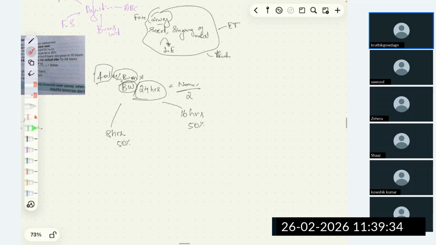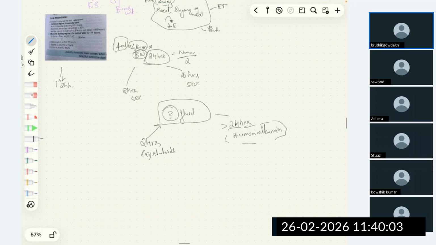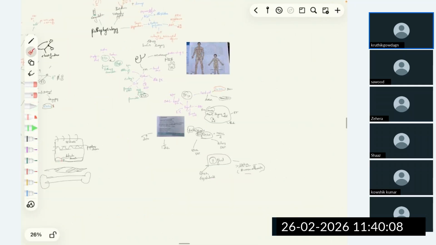So we discussed how much fluid should be given. Now we are telling what fluid should be given. What is the fluid that we are infusing to the patient? In the first 24 hours, and after 24 hours. In the first 24 hours we are giving crystalloids. After 24 hours we are giving human albumin, so that we can replace the plasma proteins which are lost in burns due to increased capillary permeability. This is about fluid management.